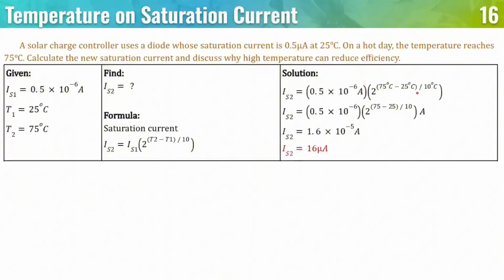So if you want to see the full solution, this will cancel. The units will become amperes. And then our final answer is 1.6 times 10 raised to negative 5 amperes, or 16 microamperes. So another way to write this, you could use milliamperes and then just multiply this by 1000.